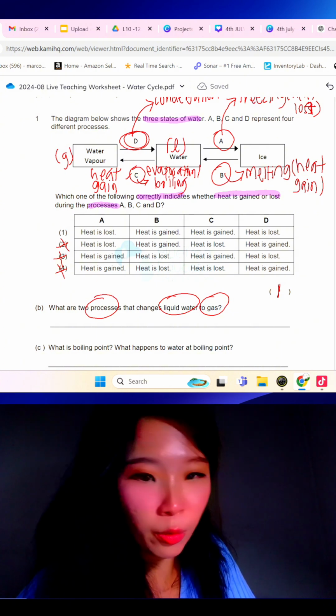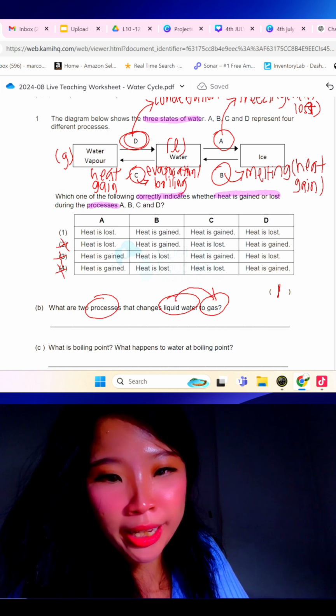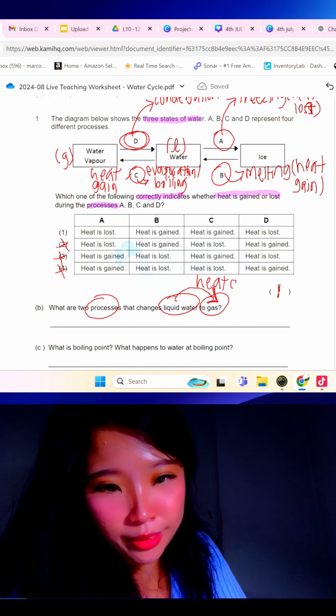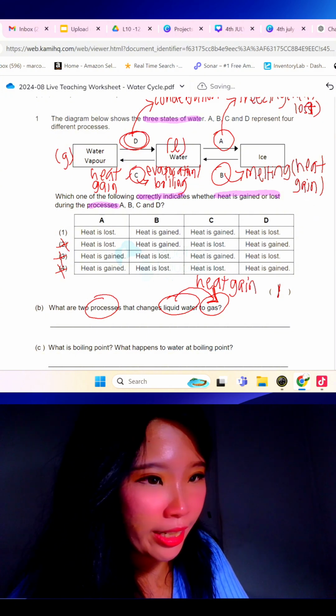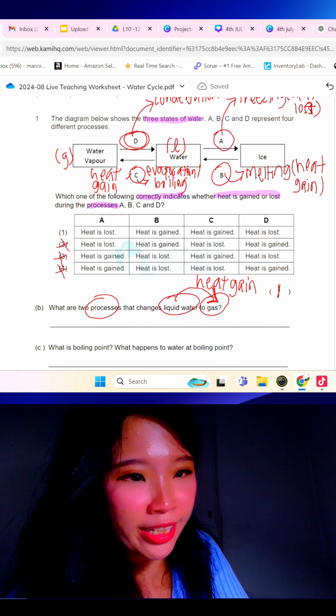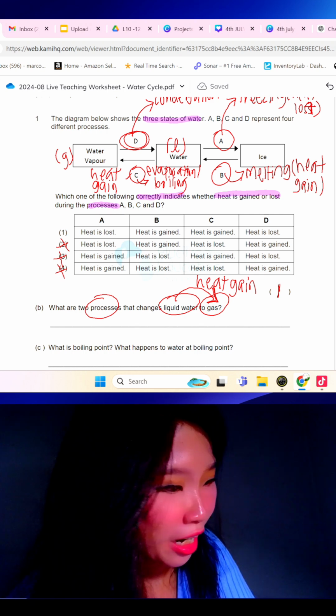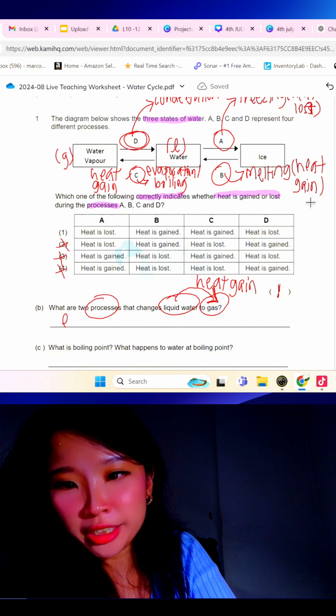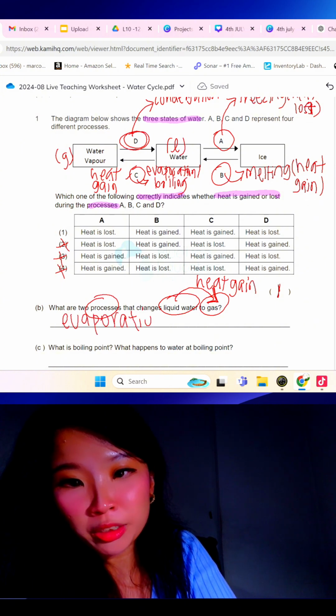Take note. Water to gas means heat gain. Okay, heat gain. Very good. It's evaporation. And condensation, you know, means what? You know what's condensation, everyone?